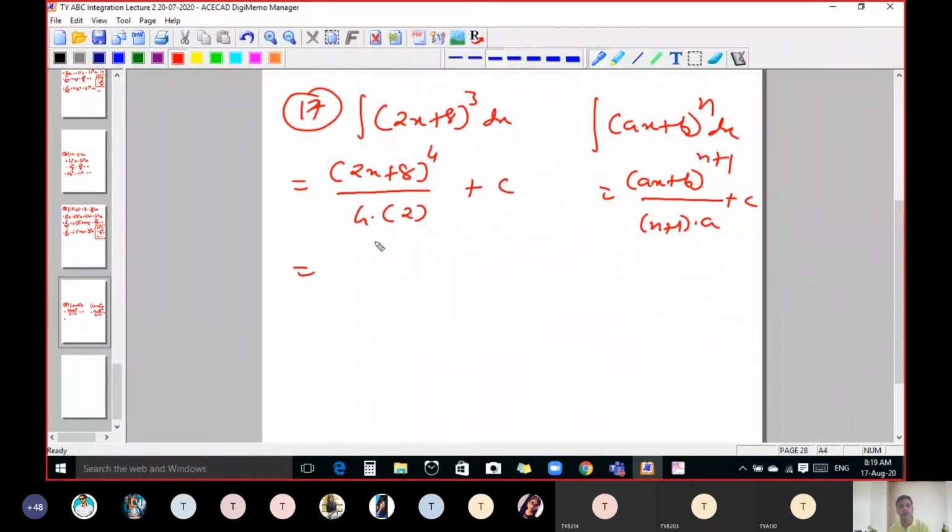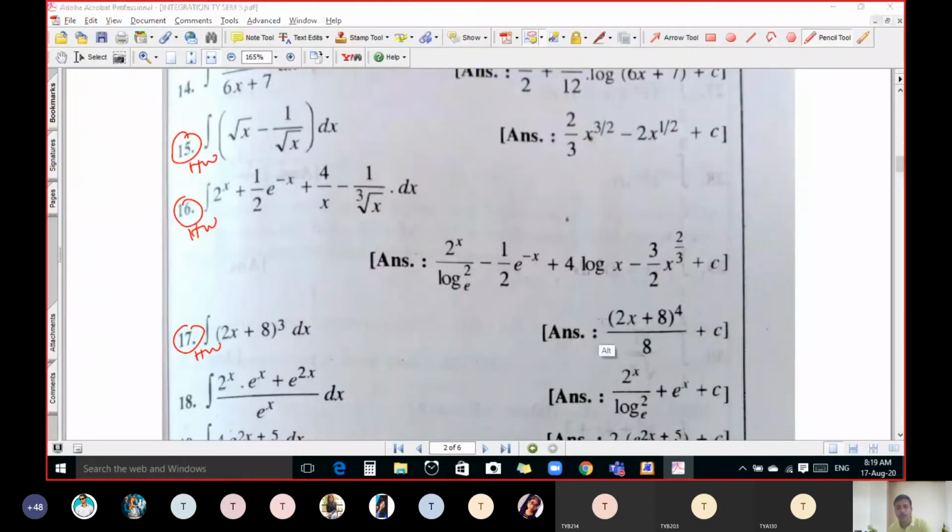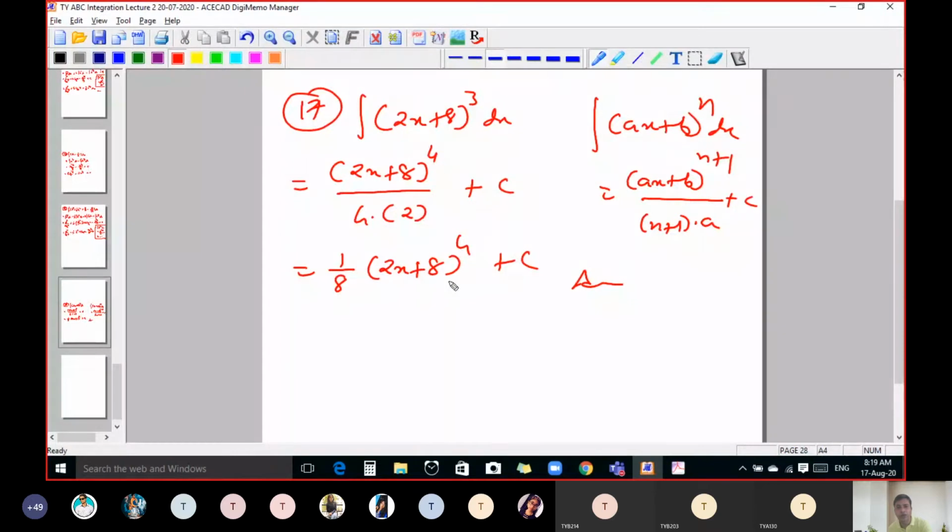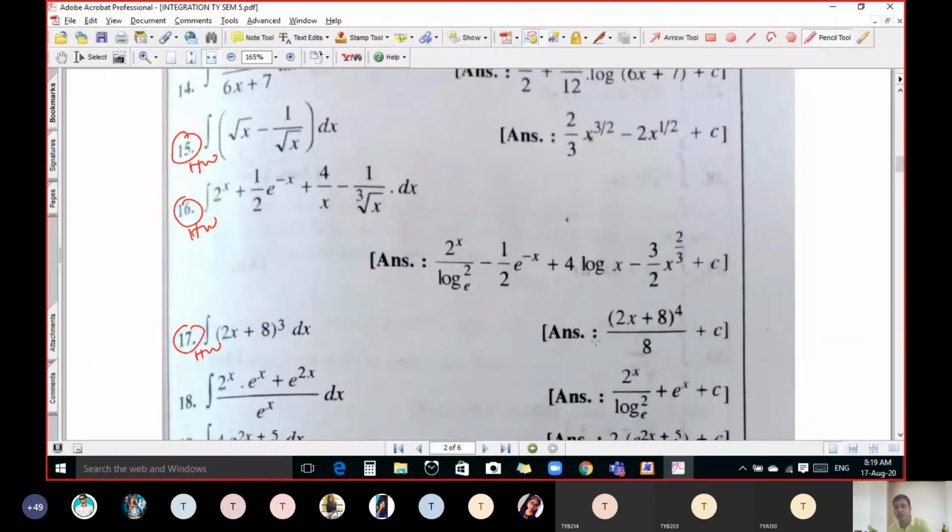Or you can write 4 times 2, which is 8. So 1 upon 8 into 2x plus 8 whole raised to 4 plus c. This is our answer for question number 17. So either you can write 2x plus 8 raised to 4 upon 8, or you can write 1 upon 8. It's the same thing.